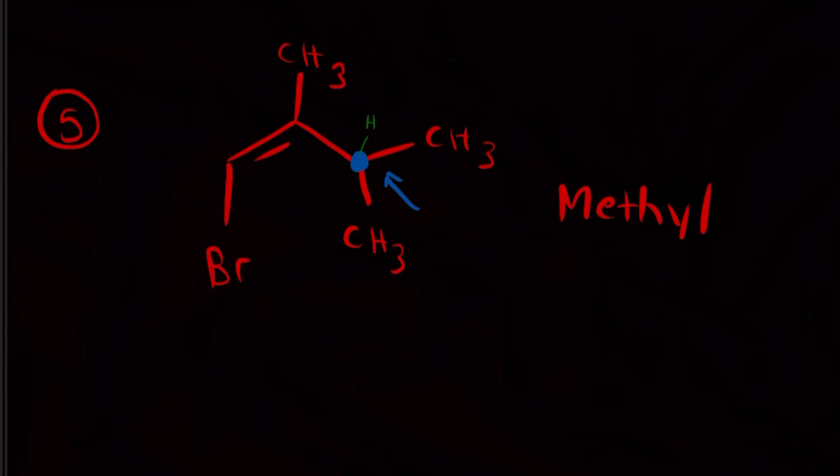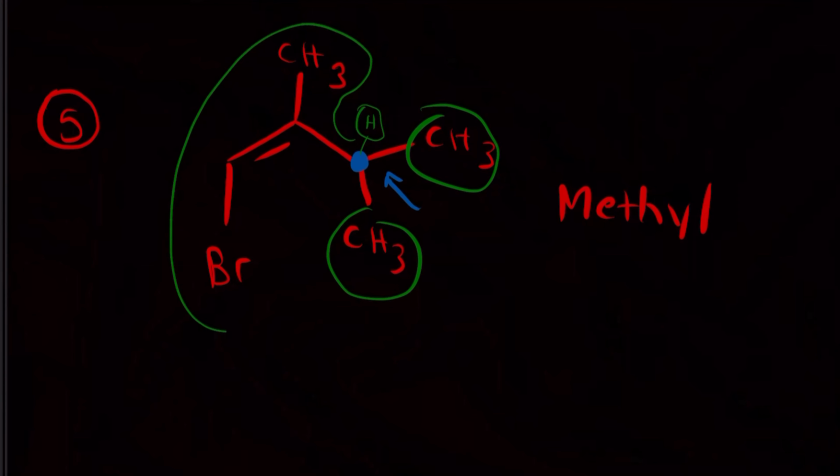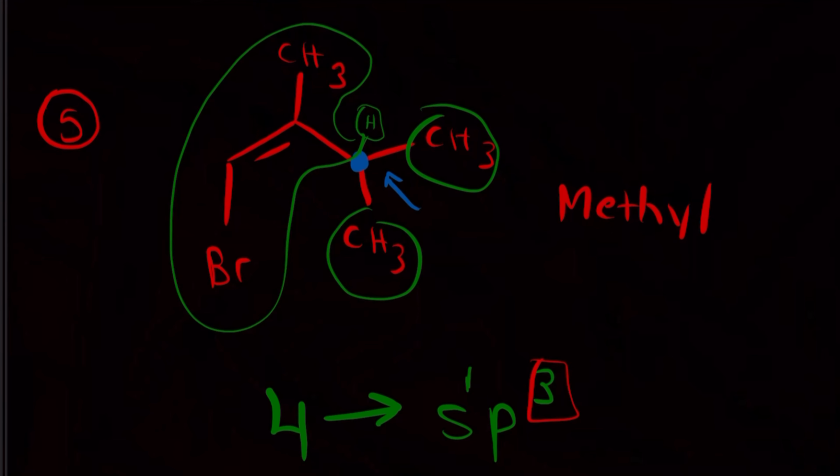So we want to know how many different things this central carbon is connected to. So let's start the count. We have 1, 2, 3, the invisible H, and then the rest of this. And in total, I'm counting 4. So we can go 4, and what would that be? S, P, 3. There's a 1 there. And again, these should add up to the amount of different things that carbon is attached to.